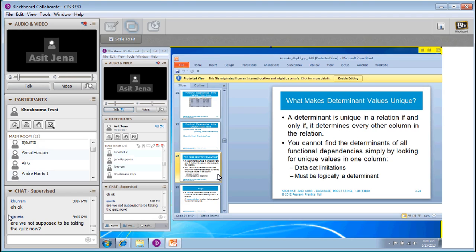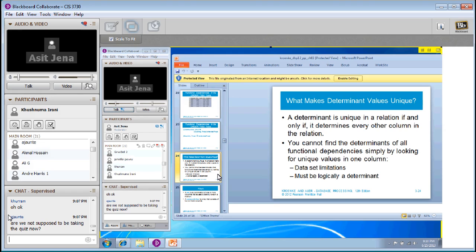Take the house number, let's say house number in an address. If the address determines the size of the house, how many floors it has, whether we have a basement, and the color of the brick it uses, if all these characteristics are determined by the address of the house, then the address is a unique determinant.